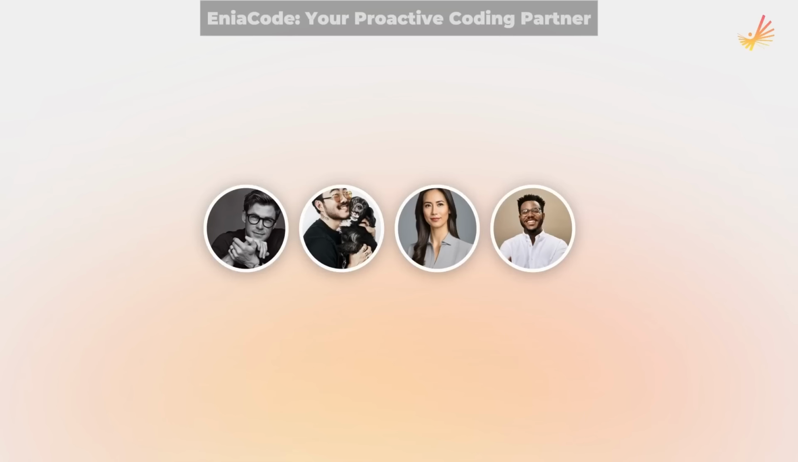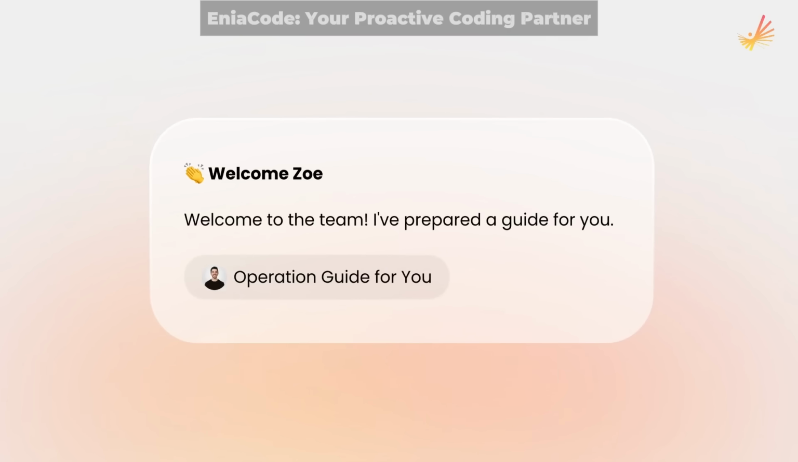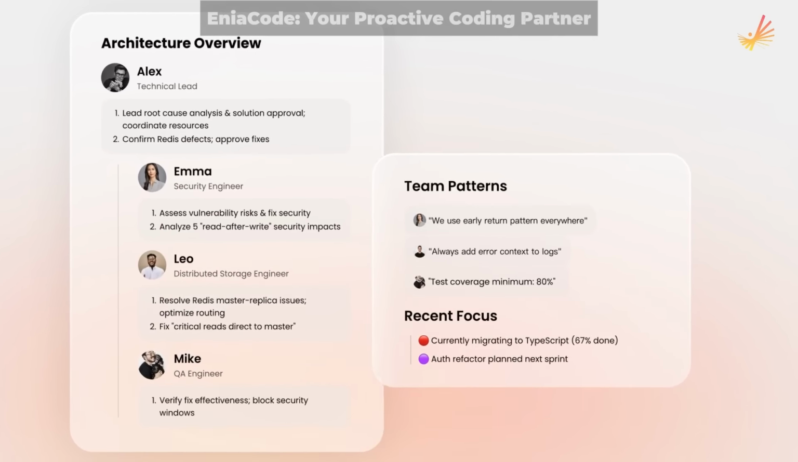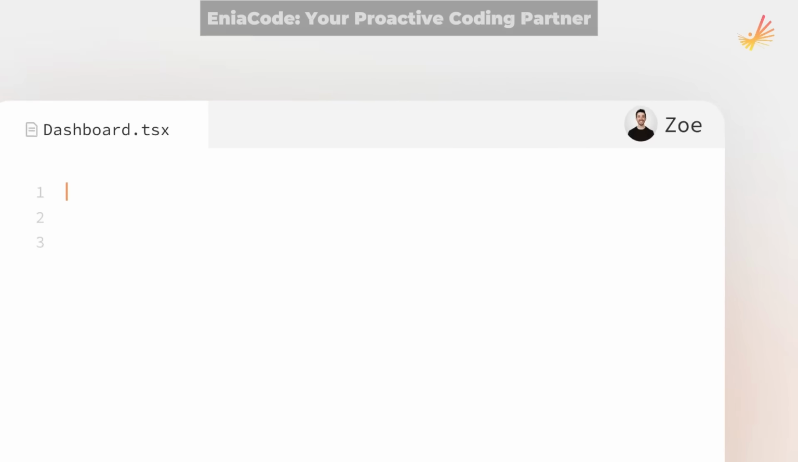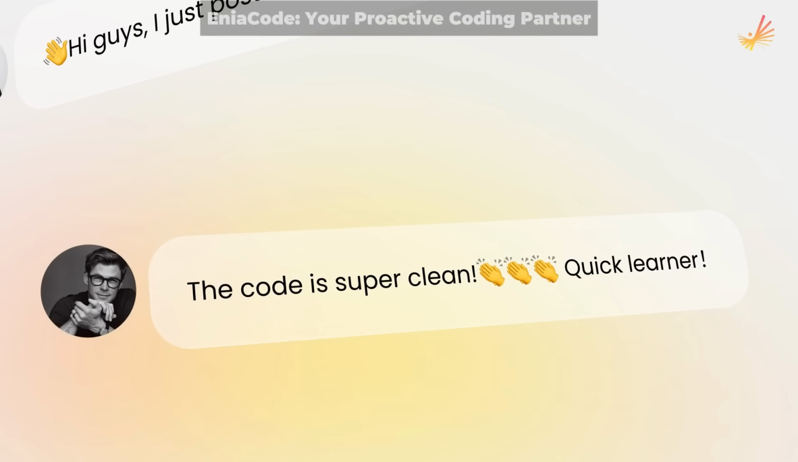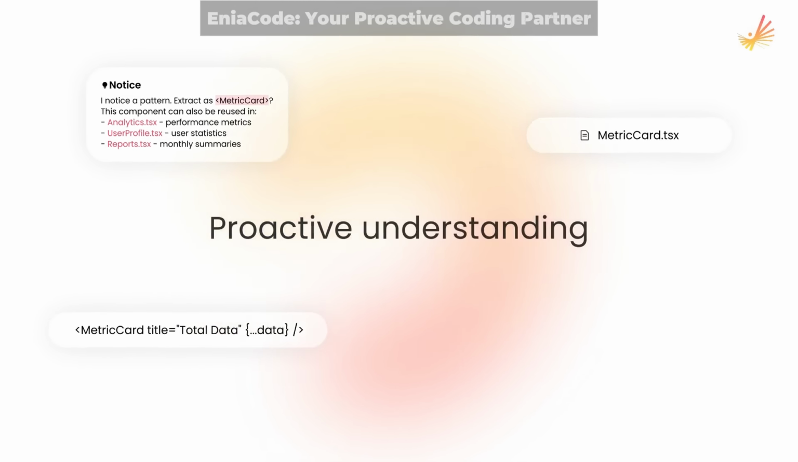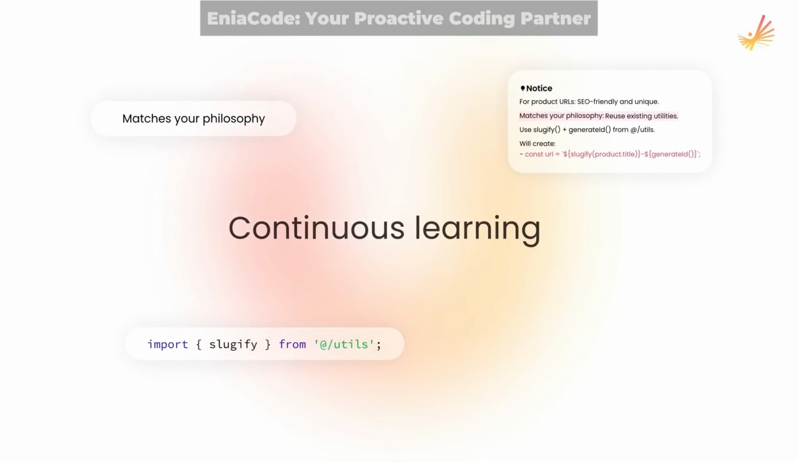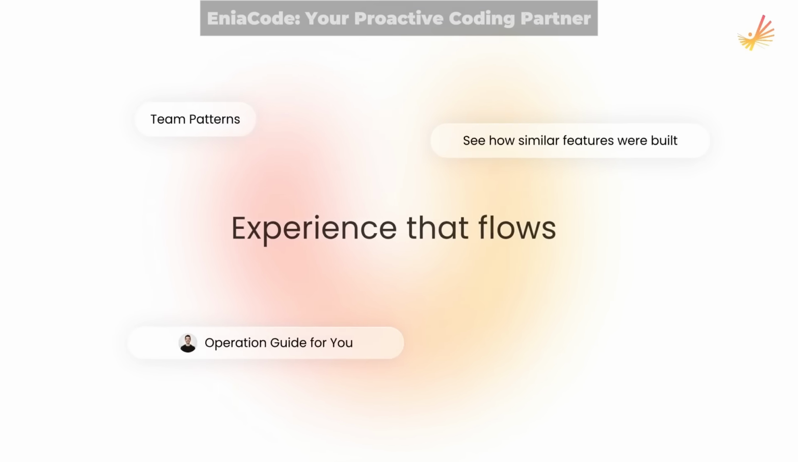And fourth, it scales team knowledge. The expertise of your best developers becomes accessible to everyone, automatically. This isn't just an incremental improvement over existing AI coding tools. This is a fundamental rethinking of how AI should assist developers. Not as a tool you command, but as a partner that understands you.